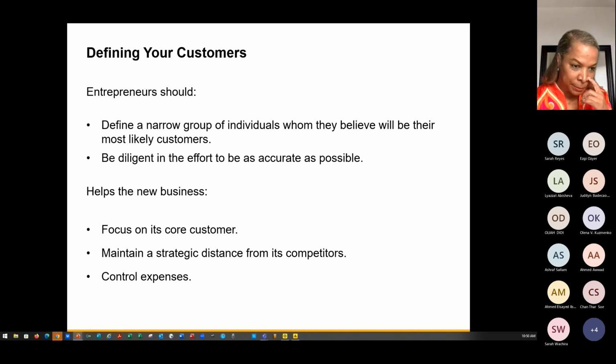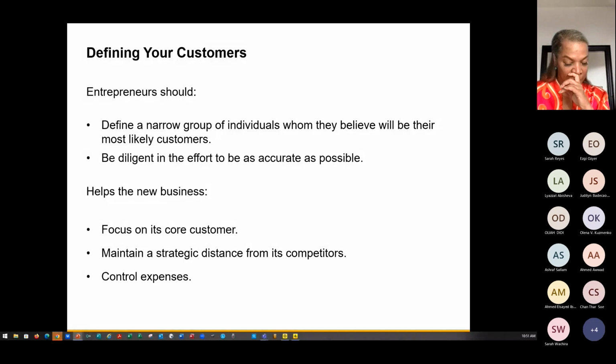And you want to focus on the core customer, because you can have different groups of customers. You can have a core customer, you can have a secondary customer. You want to focus on who the core customer is, the one that's willing and able to purchase your product or service. You want to maintain a strategic distance from your competition. That means that you want to be able to maintain whatever strategic advantage you have over them. You want to maintain that.